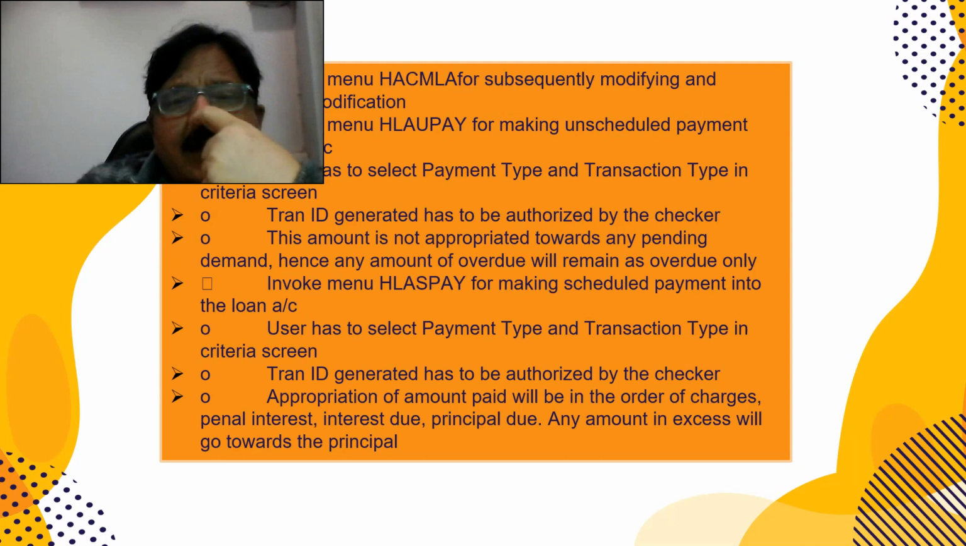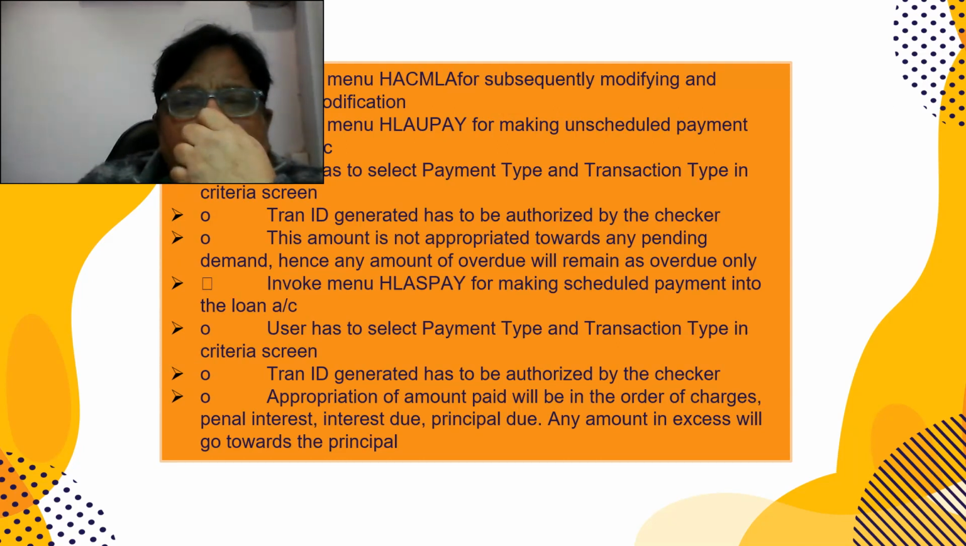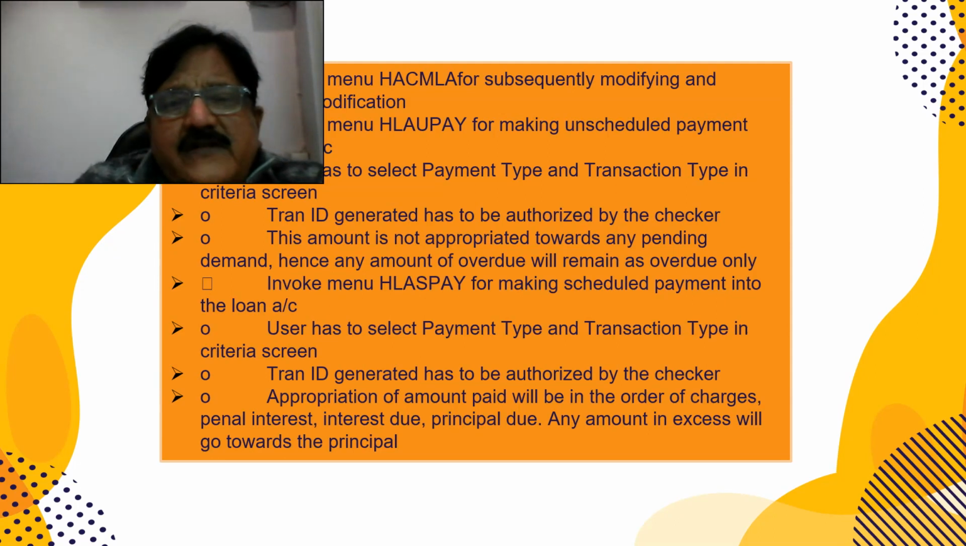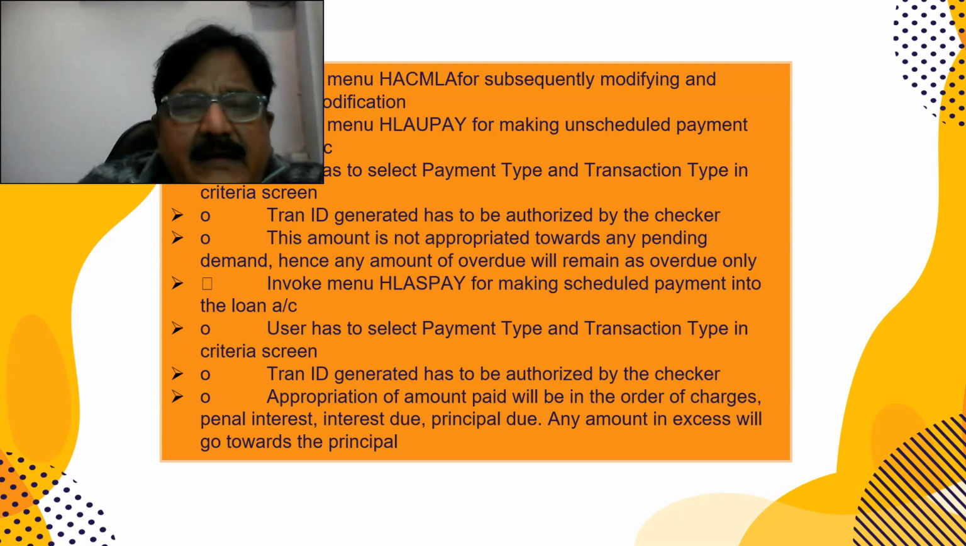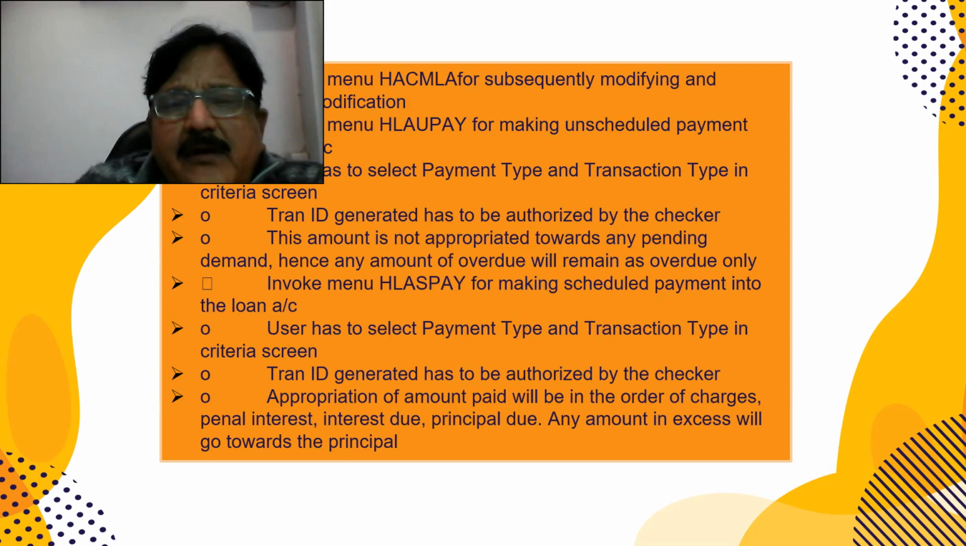The user has to select payment type, transaction type. TRAN ID is generated, which has to be authorized by the checker. This amount is not appropriated towards any pending demand because this is an extra payment besides your EMI. Hence this overdue amount will remain as overdue only.